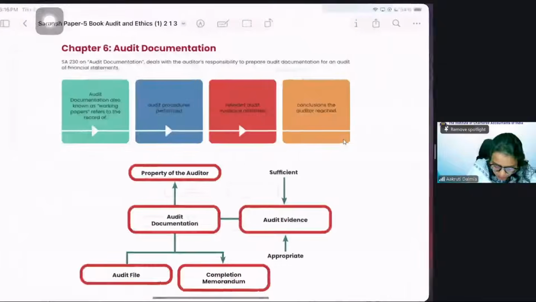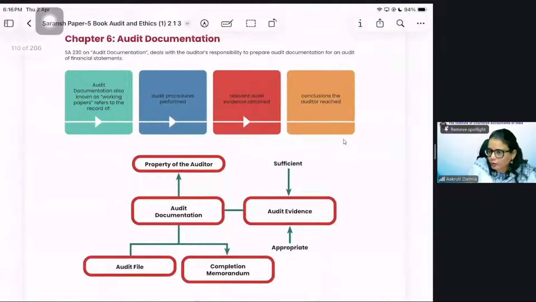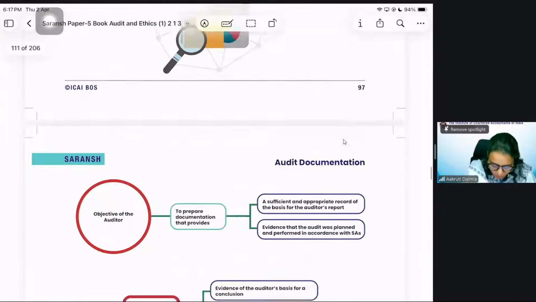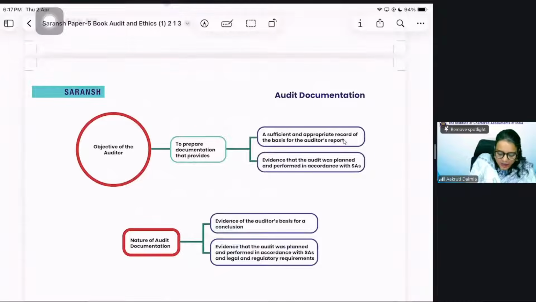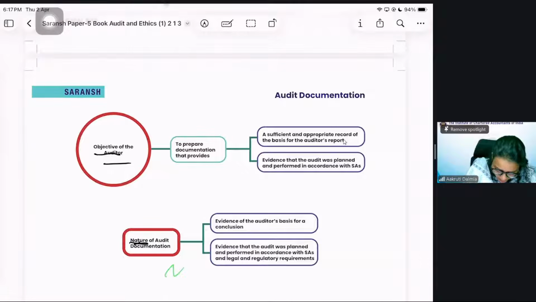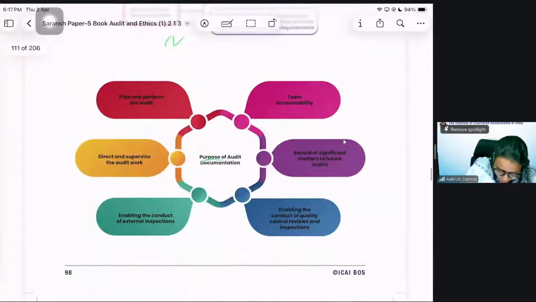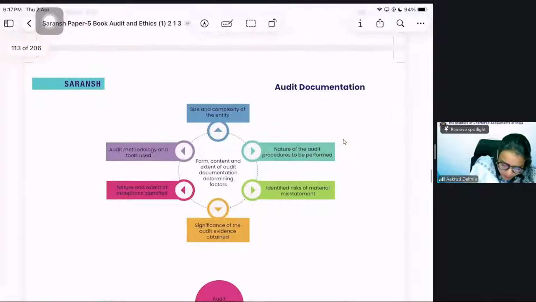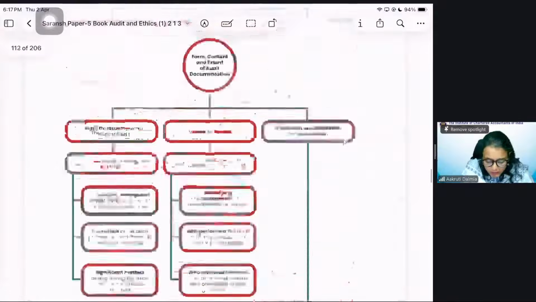So let's go to the main point. Okay. This is the summary of your chapter. You can find this on the ICAI website, Board of Studies website, Saransh it's called. Okay. So it's like a quick revision place. Everything is given for quick reference. So if you will see, the main answers are objective of auditor. Then second one, it is nature of audit documentation, and purpose of audit documentation. And this one is form and content of documentation. So these are the main answers.